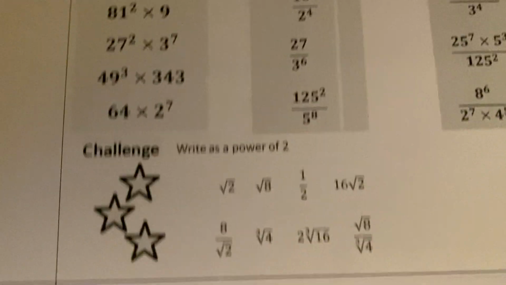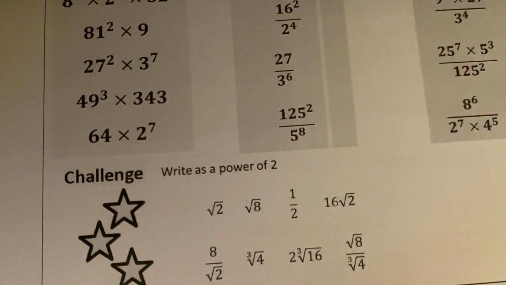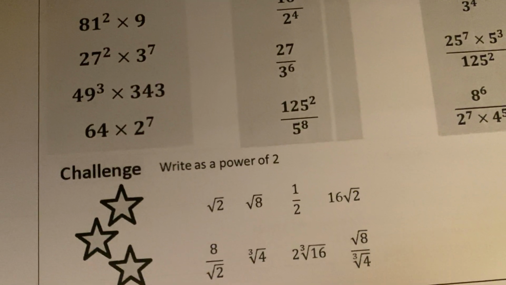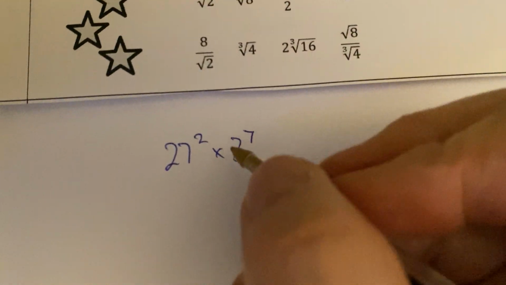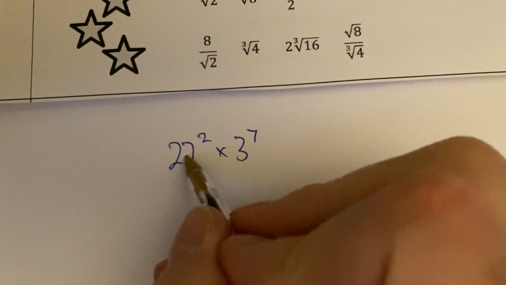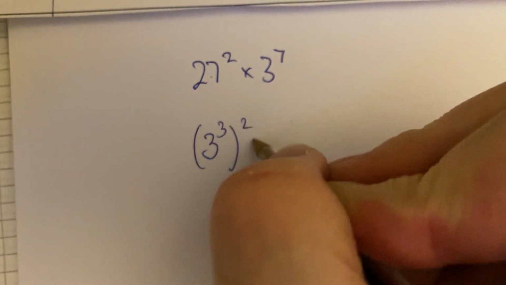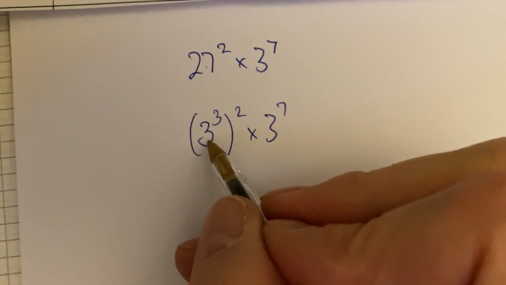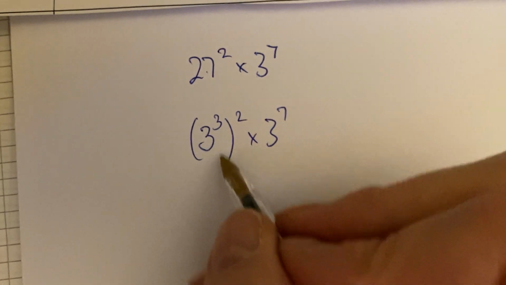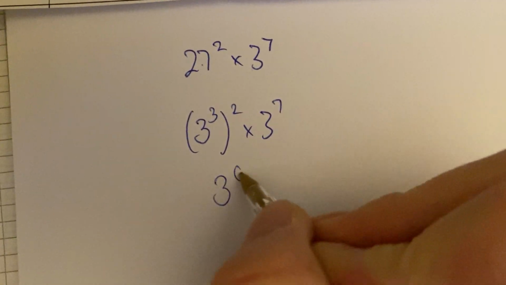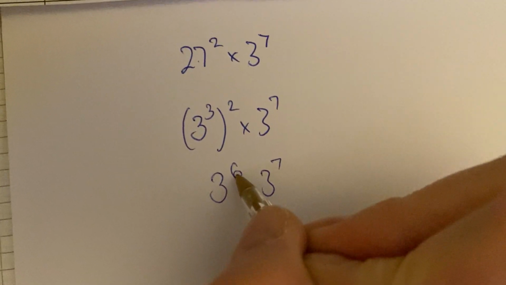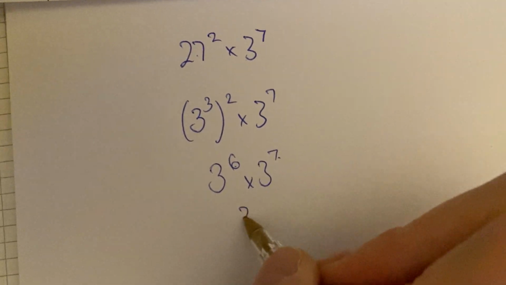So here we go. It's 27 squared times 3 to the 7. So 3 is the fella here you want. So it's going to be 3 to the 3, all squared, times 3 to the 7. 3 times 3 is 9. 3 9s are 27. Boom. 3 sets of 2, so that's 6. And then 6 sets plus 7 sets is 13 sets.